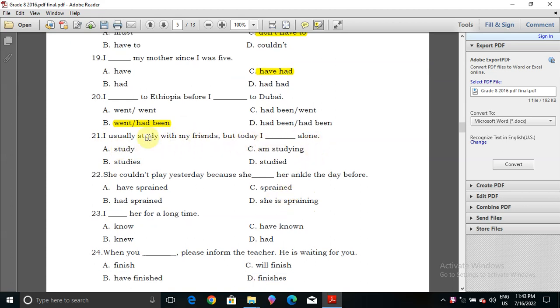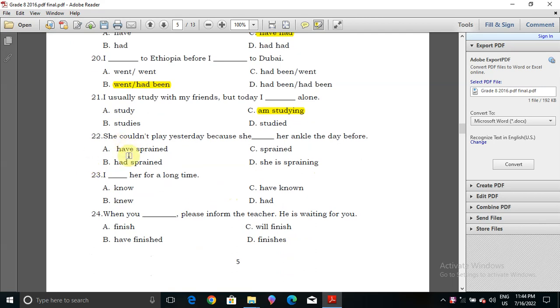Now question number 21: "I usually study with my friends but today I dash alone." When he said "I usually study with my friends but today I dash alone," that means "but today I am studying alone," because it's something happening right now. So that means "I am studying alone."